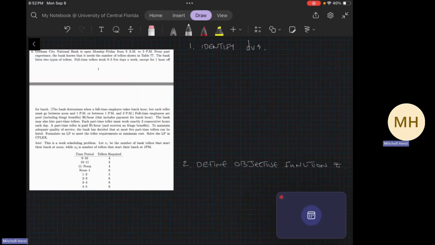Okay, so for our group homework assignment, our group has chosen to do number 4, the work scheduling problem on homework assignment 1, the Gotham City National Bank. So obviously the first step here is going to be to identify the decision variables. So for this problem, we're going to have two different types.